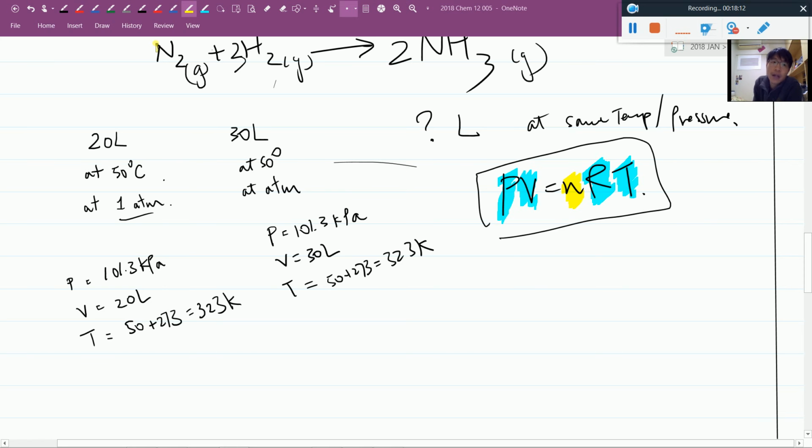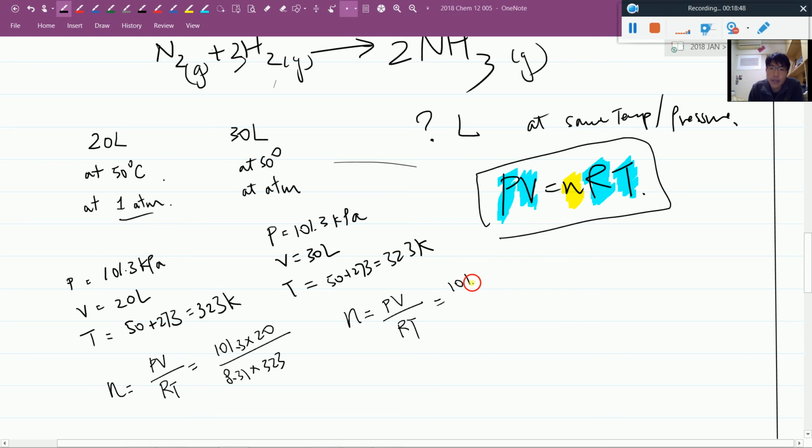Little n stands for number of mole. Let's try to find out: little n would be equal to PV over RT. So this little n here would be PV divided by RT, which is 101.3 times 20 divided by 8.31 times 323. And for the other, that is 101.3 times 30 liters divided by 8.31 times 323.